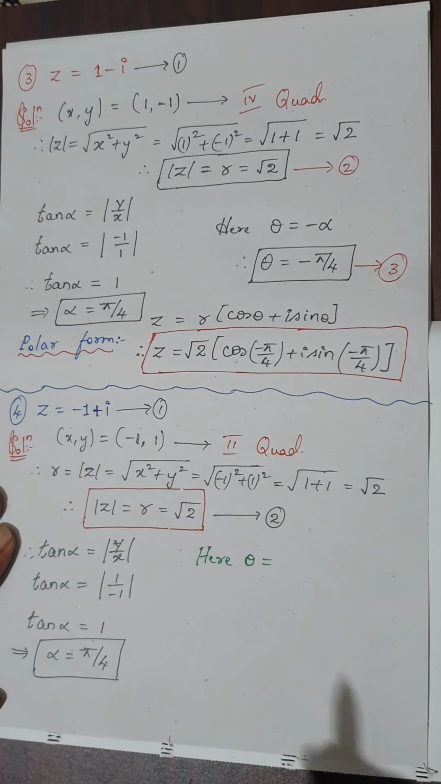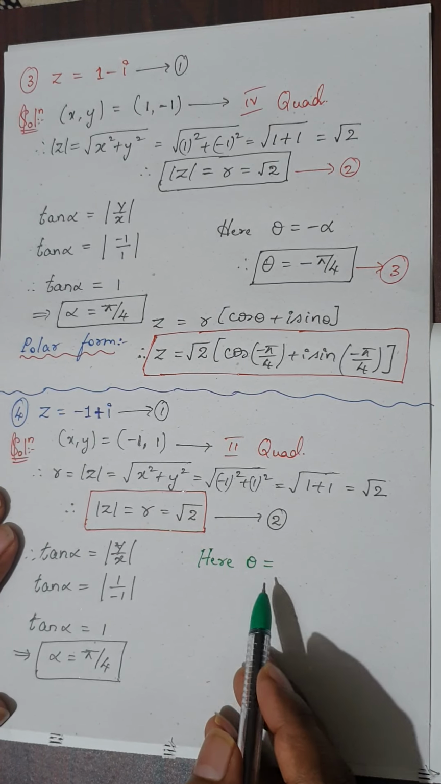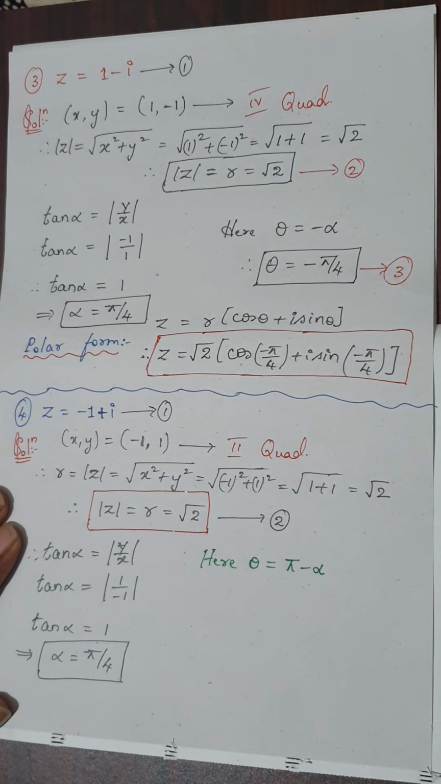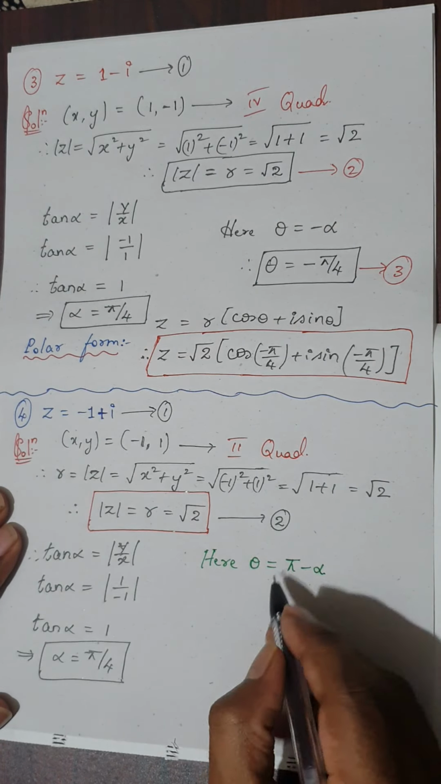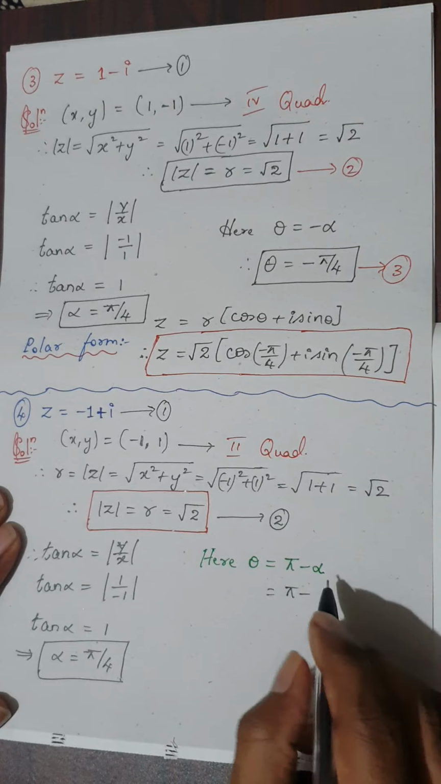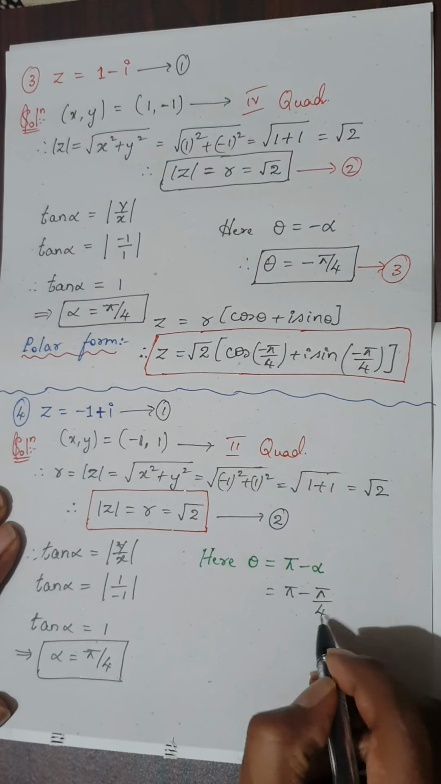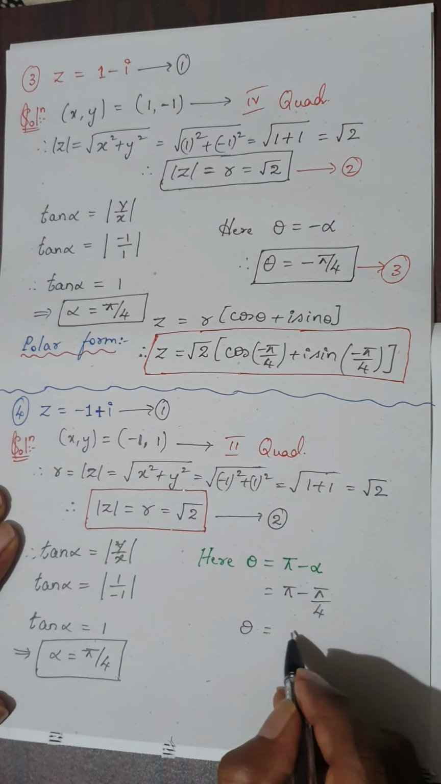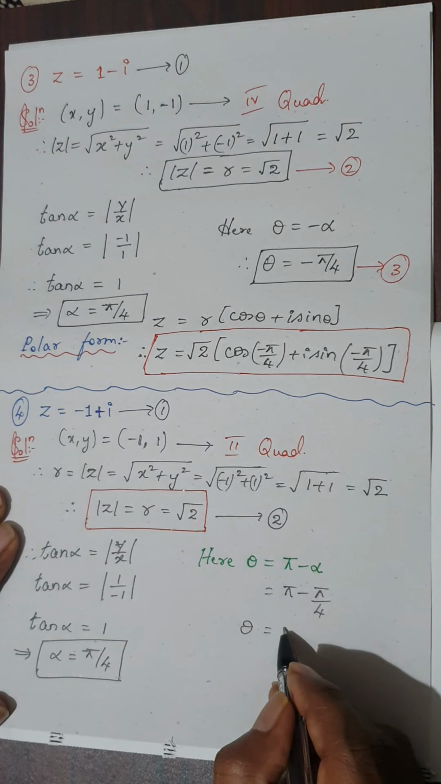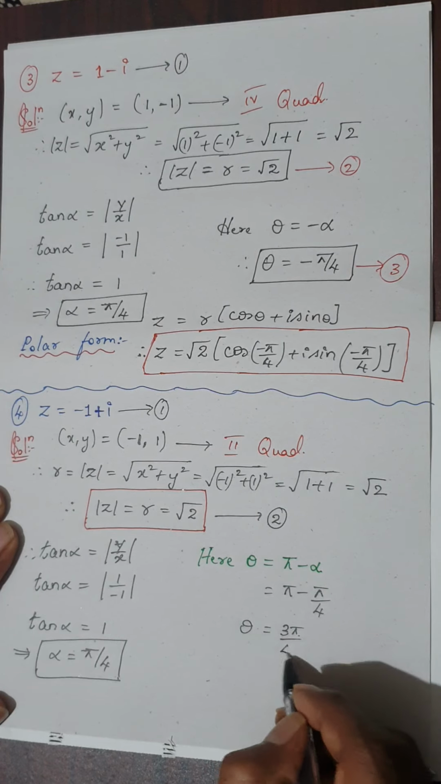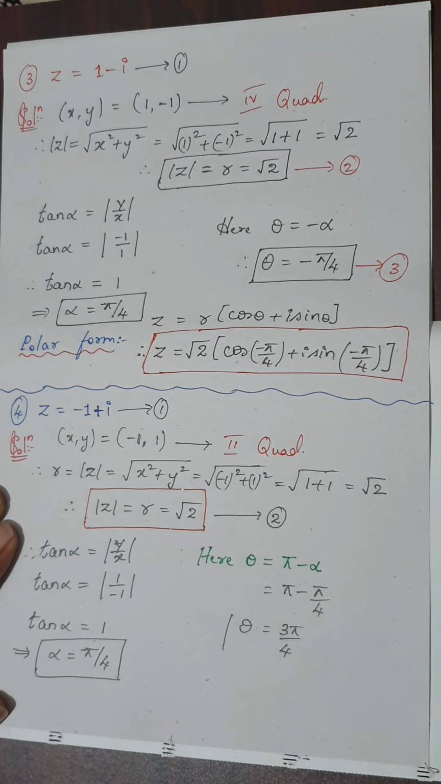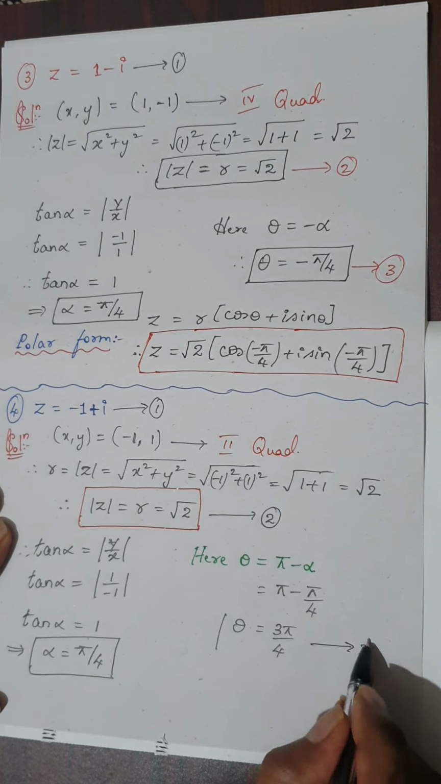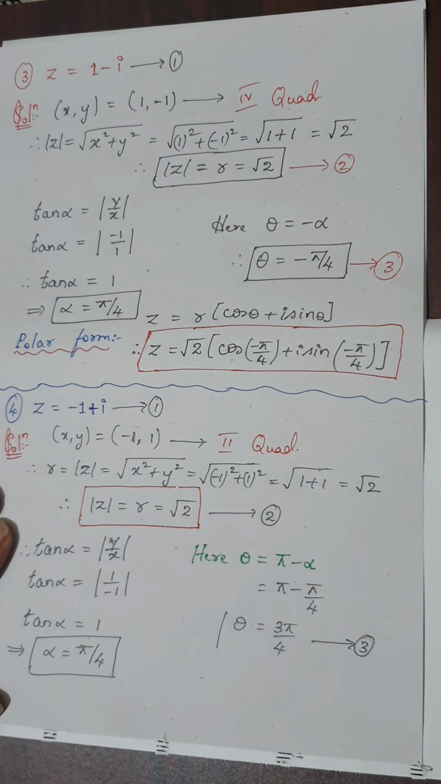Now coming to the second quadrant, what is the value of theta? We know in the second quadrant, the theta value is nothing but pi minus alpha, isn't it? So let us find the value of theta here. That is nothing but pi minus pi by 4. If you simplify this, you will get theta value, LCM would be 4, 4 pi minus pi, you will get 3 pi by 4. Is it clear? So let me take this as equation 3 and frame it as the required solution.